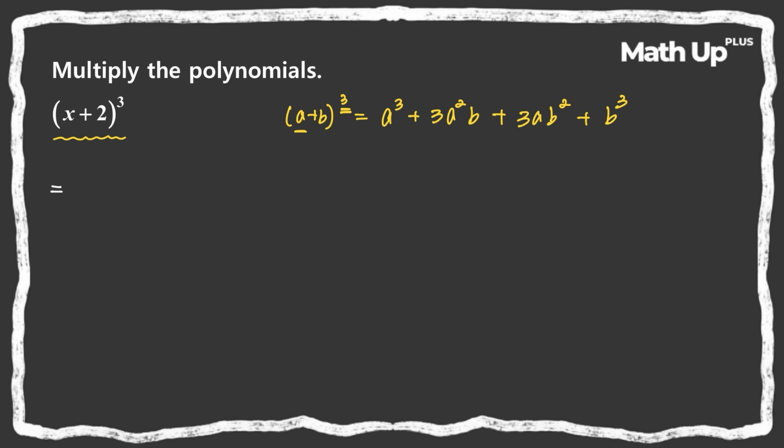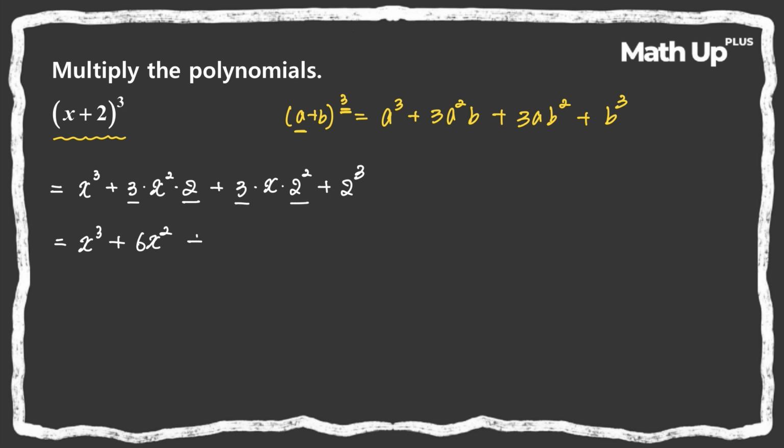So that is equal to, using the formula, first term x cubed plus 3 times x squared times 2 plus 3 times x times 2 squared plus 2 cubed, right? So that is equal to x cubed, 3 times 2, that's 6, so 6x squared, 3 times 4, that's 12, so 12x plus 2 cubed, that's 8, right?